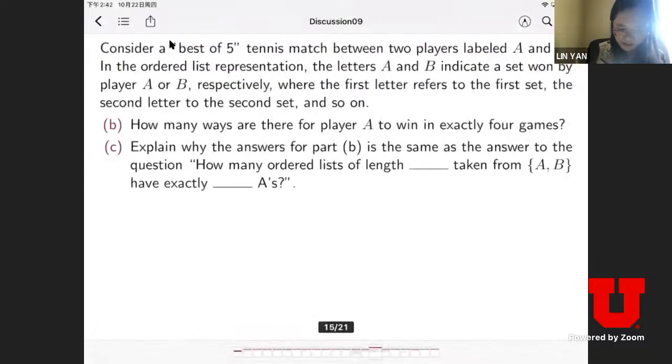Okay, let's go to the next second one. How many ways are there for player A to win in exactly 4 games? So you can type your answers in the chat window, a number to show how many ways, and or some ordered list to show how A wins.